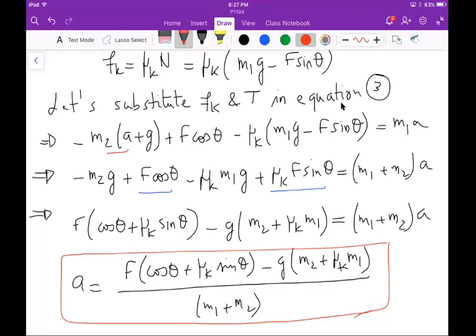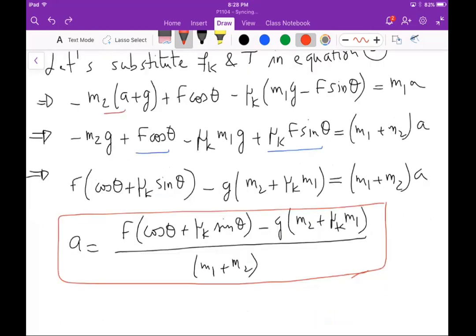One final remark is that, as you can see from this equation for the acceleration, the acceleration of the block can be either to the right or to the left. That all depends on the sign of the numerator in the equation that we found for the acceleration. So if F cosine theta plus mu K sine theta is bigger than G M2 plus mu K M1, then A would be positive, and that means that the motion is to the right, and vice versa. So that's it for this example and for this list of problems.